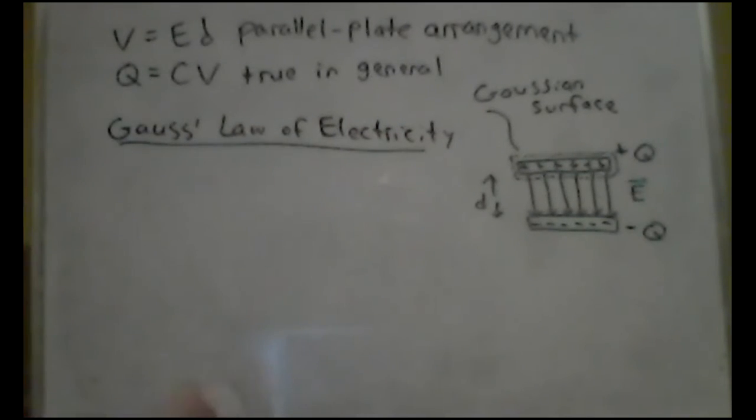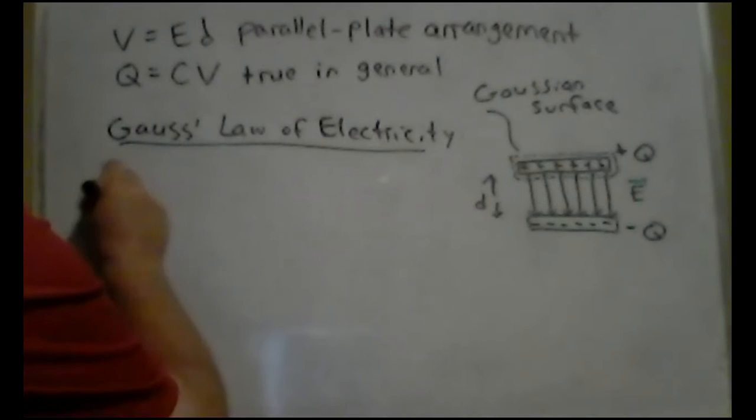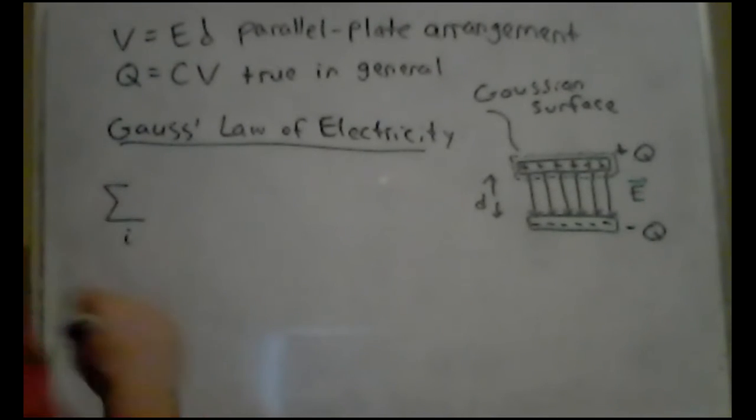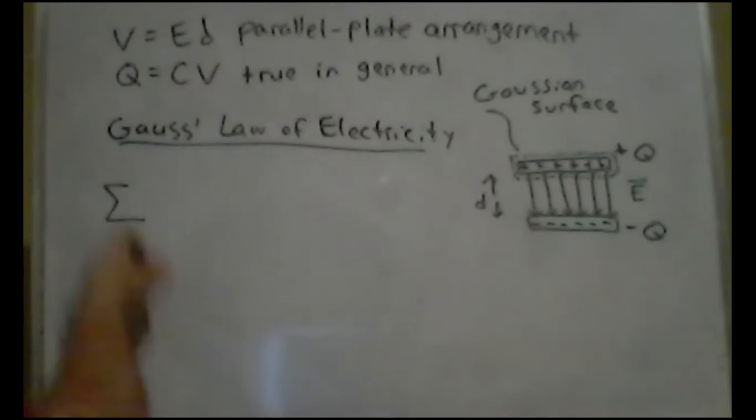We want to divide the area in which the electric field lines emanate into little tiny patches, differential areas. And what we want to do is sum up over all those differential areas: area 1, area 2, area 3, all the way to area I, for instance. All these little differential areas.